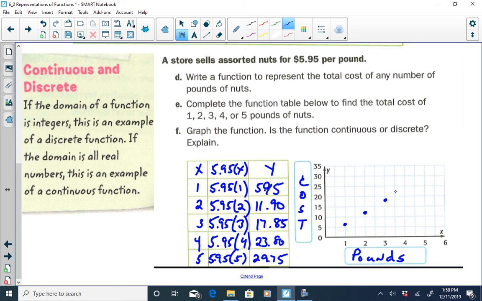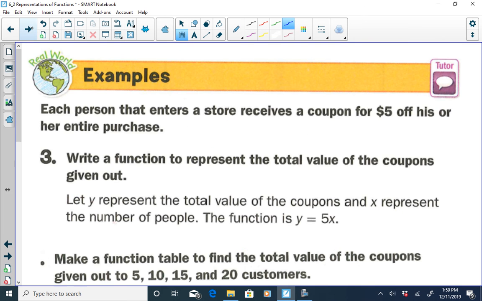Try to cheat and put your data in a straight line because it should be linear. 4 pounds of nuts is $23.80. Here's 4. $23.80 is going to be a little bit less than 25. And then 5, 29.75, is going to go right here. Put the points, connect the points with a straight line, arrow at the end. And that's what the graph of that linear function would look like.